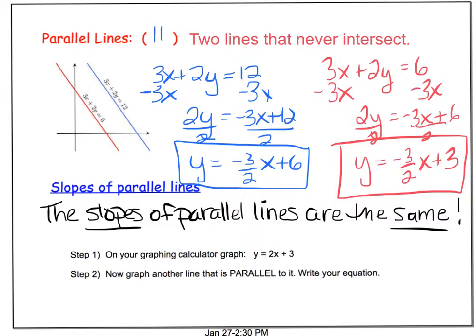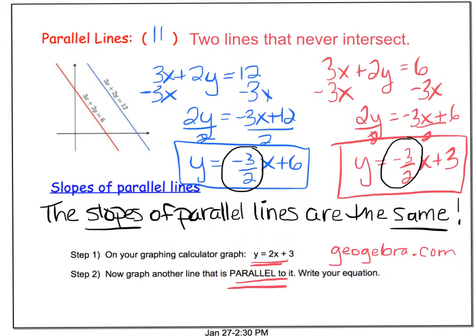Let's try this activity if you have a graphing calculator. On your graphing calculator, can you do y equals 2x plus 3? You could also play around with it on GeoGebra.com. Graph that line, and then try to graph another line that is parallel to it. You know what's required. Write the equation of the line that you made up that is parallel to the first line. If you need to borrow a graphing calculator, just ask. This is an important step in order to fundamentally see what is happening between parallel lines.